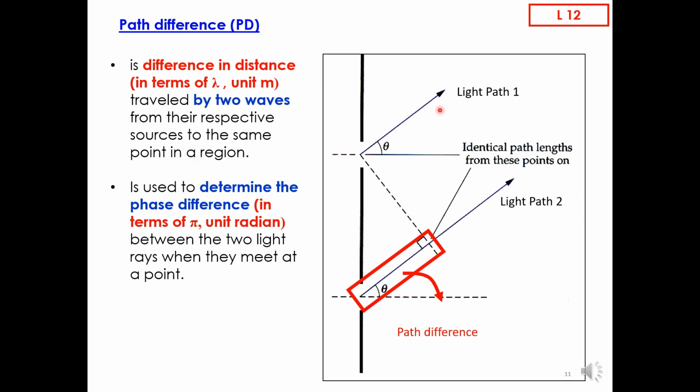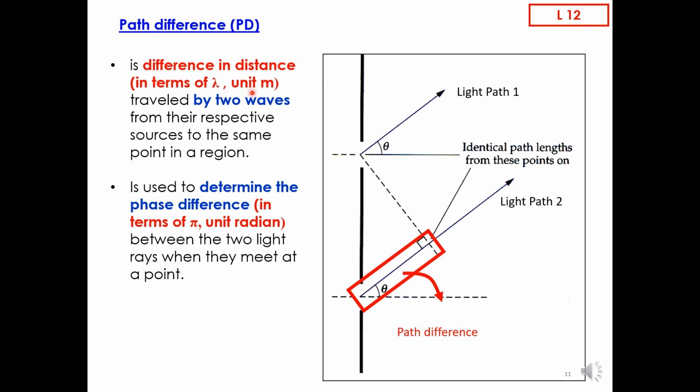So this is our region. Source 1, source 2. This is light path 1 and this is light path 2. We draw a tangent line and a line perpendicular to light path 2. So we get this path difference, which is in terms of lambda.